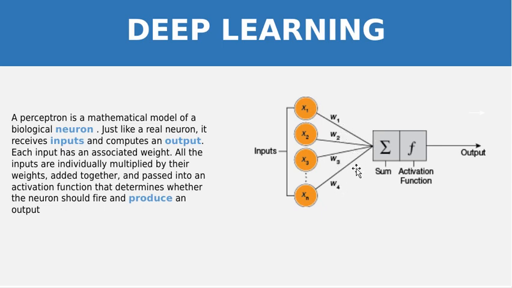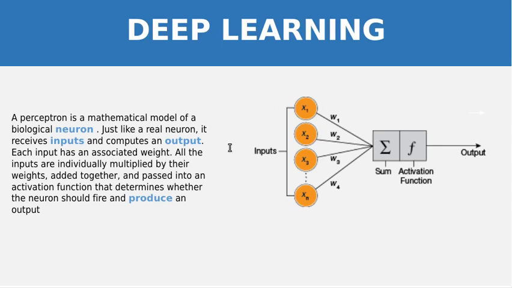Okay, and there is a summation function. Summation means that we add all those inputs, and then we have a function, the activation function. Activation function means there is some threshold. That threshold means that if the threshold is crossed, we produce the output. Okay, so that is called the concept of perceptron.